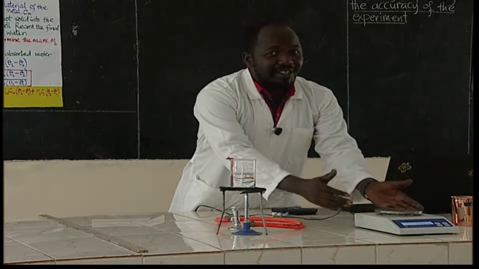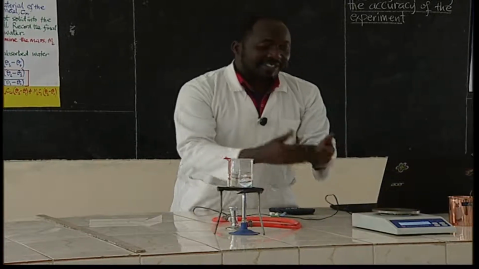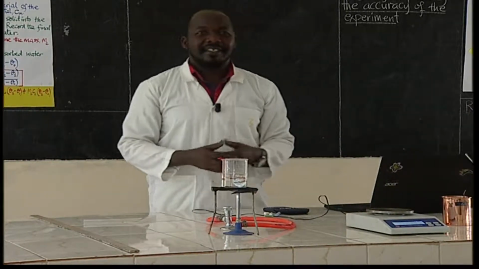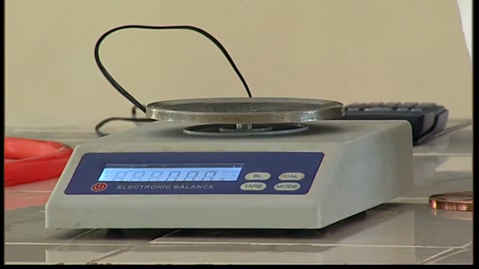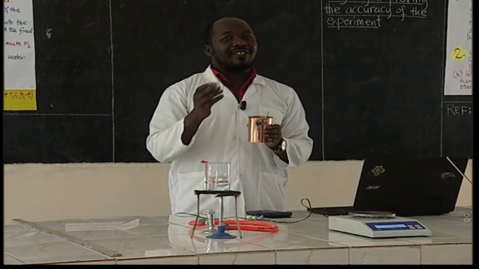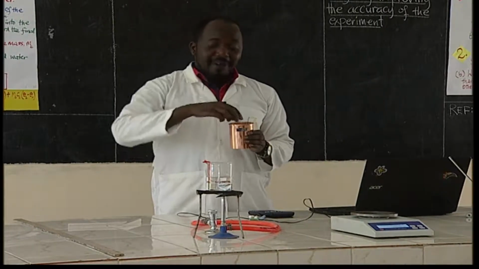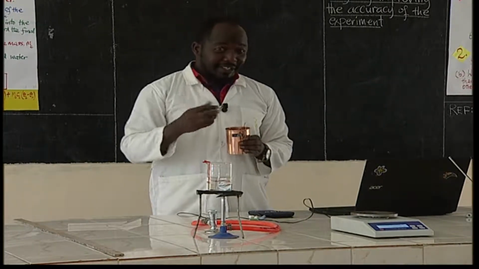The second item, which could be non-familiar to you, is this. This one is called an electronic balance. It is used for measuring mass. That is what we use it for. This, you can't say it is non-familiar. This is familiar. You have seen it before, especially if you attended our lessons last time.